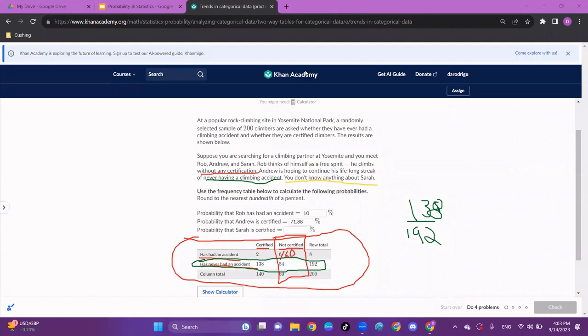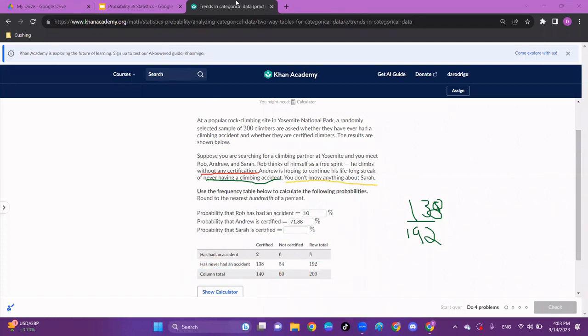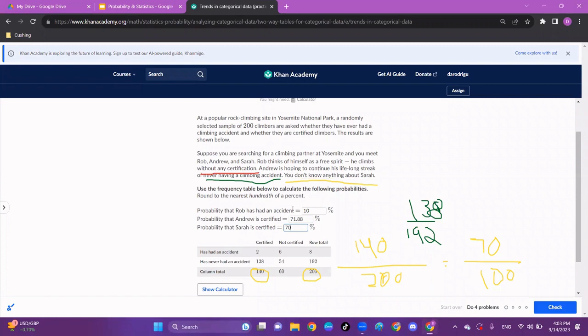So for Sarah, it's a little trickier. I'm not looking at a specific row or column. I just know that Sarah's somewhere in the data. So Sarah is one of these 200 people. And the question is, what's the probability she's certified? Well, I know that 140 out of 200 are certified. You might be able to reduce this in half in your head, 70 over 100, so that's going to give you 70%. So 70% chance that Sarah is certified, assuming she's someone in this data table.